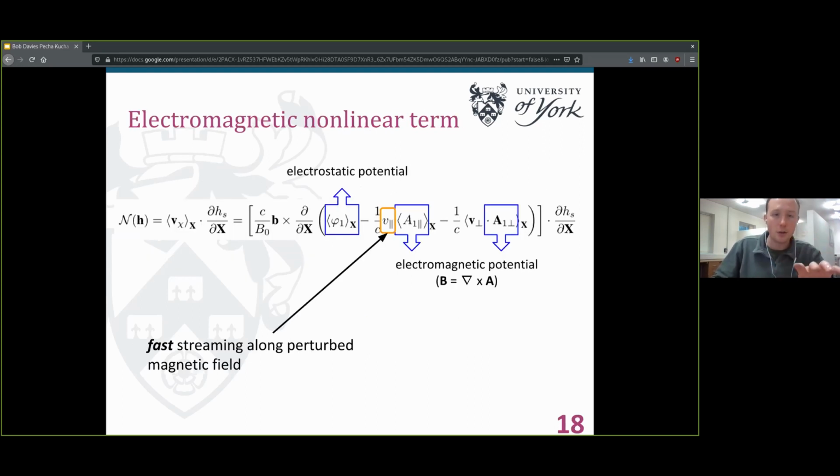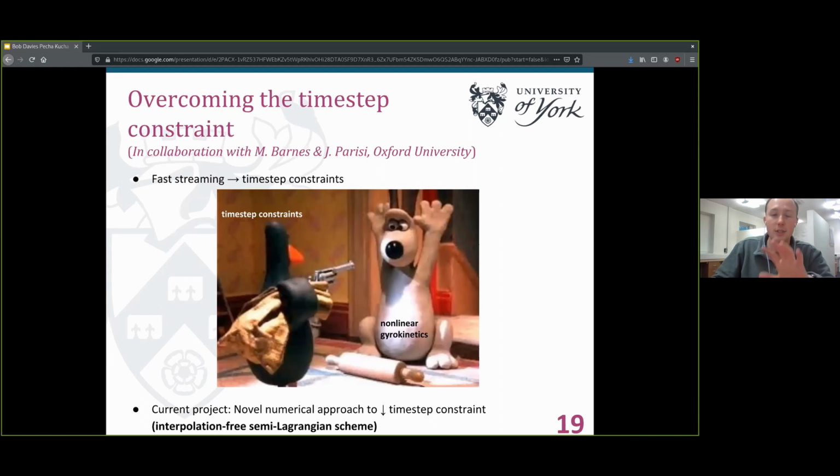Details, once again, not important, but we can see that there's electromagnetic fluctuations in blue, and we can also see this v parallel in orange. This represents particles streaming freely along the perturbed magnetic field. And streaming, of course, is quite fast, and this creates problems in current codes because there's a time step constraint, which makes the electromagnetic simulations grind to a halt.